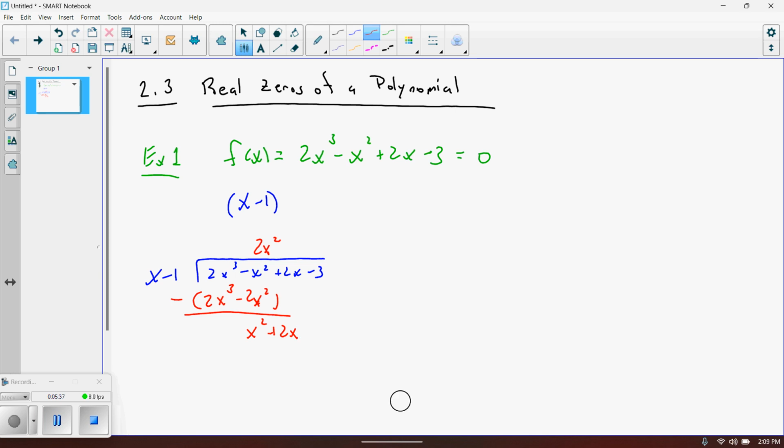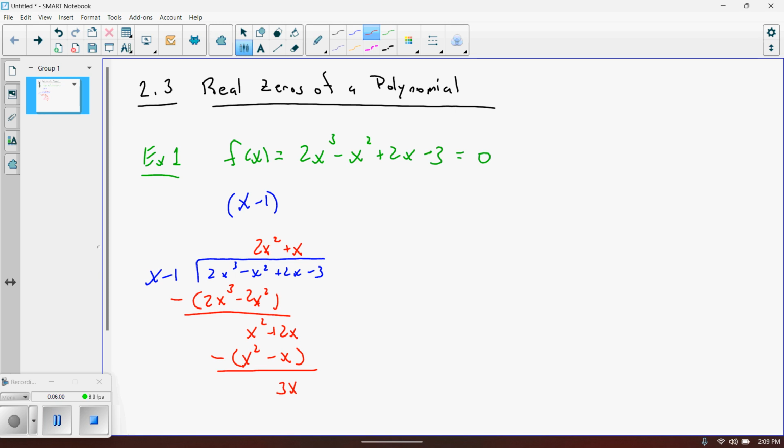What do I have to multiply that x on the outside by to get x squared? I would have to multiply it by x. So now we'll have x squared distributing, and then minus x, and then we subtract. So again, the x squareds go away. I've got 2x minus a minus x, which is 2x plus x. That leaves us with 3x.